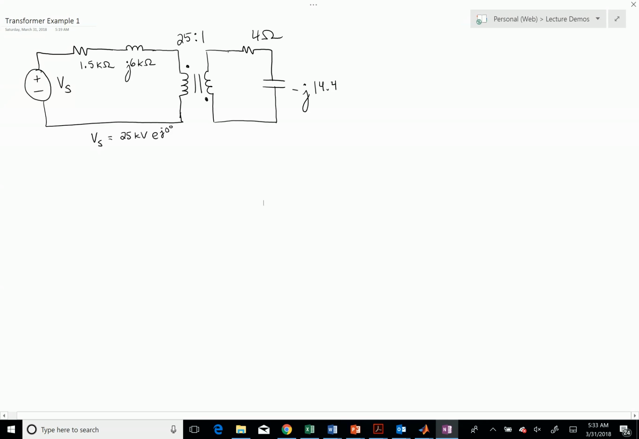All right, so we're going to look at this transformer example. What I've got here is a source, Vs, which is 25 kV with an angle of 0, which is sending power to a load, and that load is on the secondary of an ideal transformer.